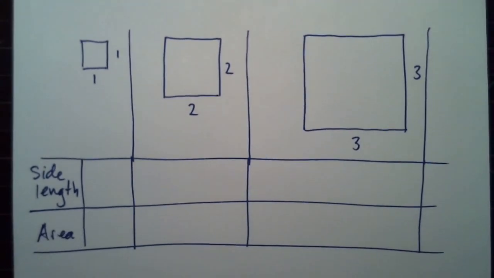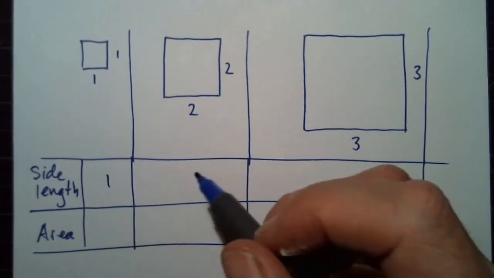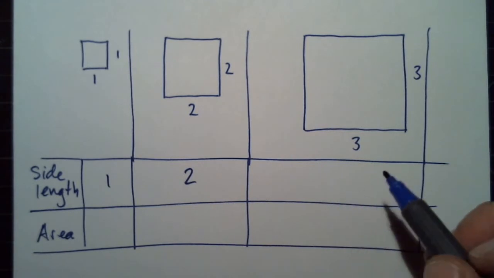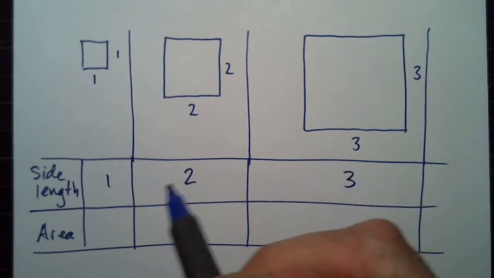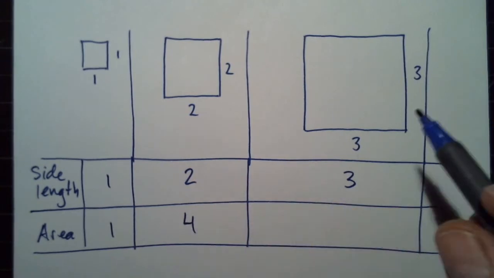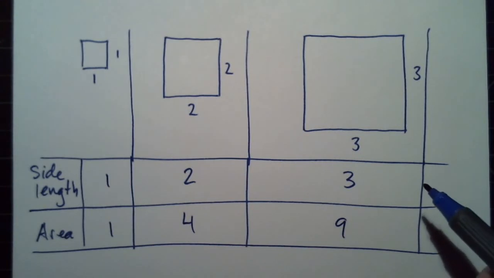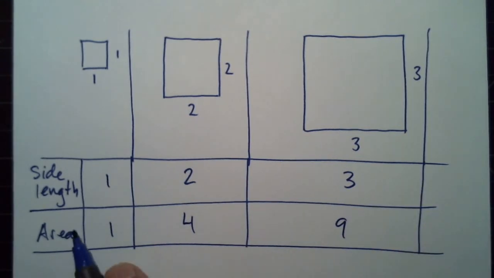Well, let's look at these squares. If we look at the side length, we have a side length of 1, side length of 2, side length of 3, and the area is 1, the area is 4, and the area is 9. So we wouldn't say that the rate of change of area is equal to the rate of change of the side length. Over here, they're not equal.